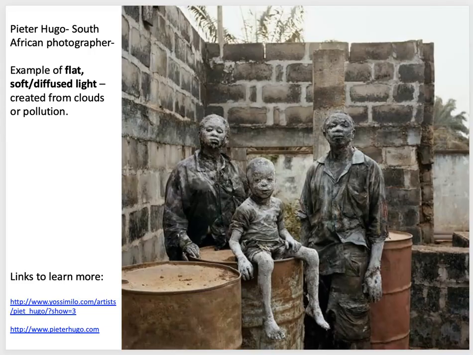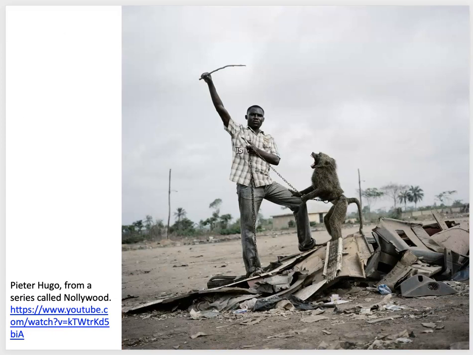This is Peter Hugo's work. He's a South African photographer, and he's got some really interesting examples again of soft diffuse light. And I think the light in his photographs is diffused because of the pollution. So you're probably wondering, what are these photos about? I encourage you to do some research on him.